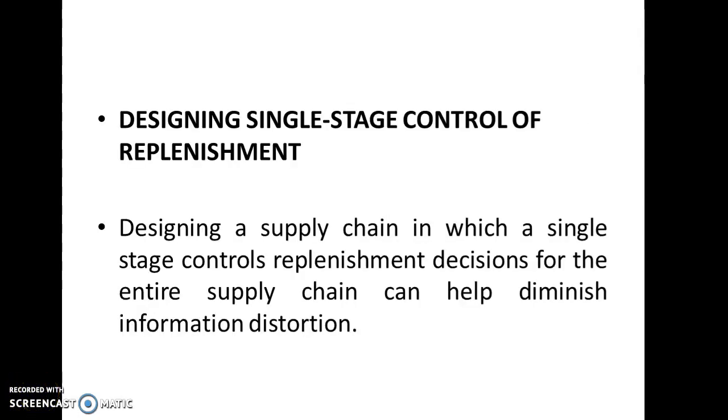Next method to achieve better coordination is designing single stage control of replenishment. Designing a supply chain in which a single stage controls replenishment decisions for the entire supply chain can help diminish information distortion. So, if we decide the replenishment decisions in a single stage for the entire supply chain, it will help us improve the supply chain system and reduce the information distortion.